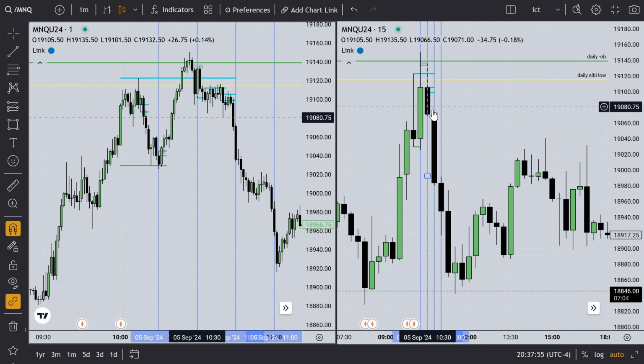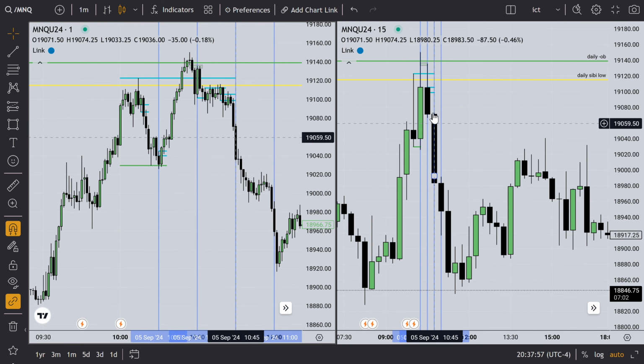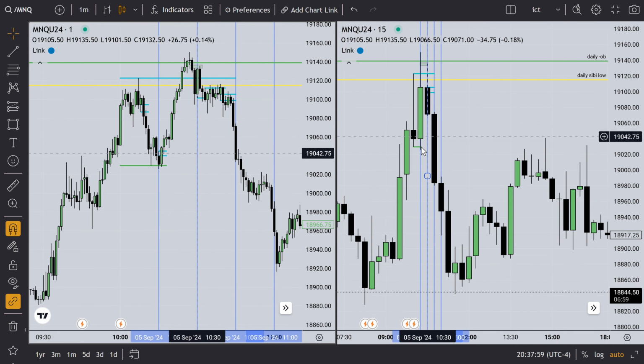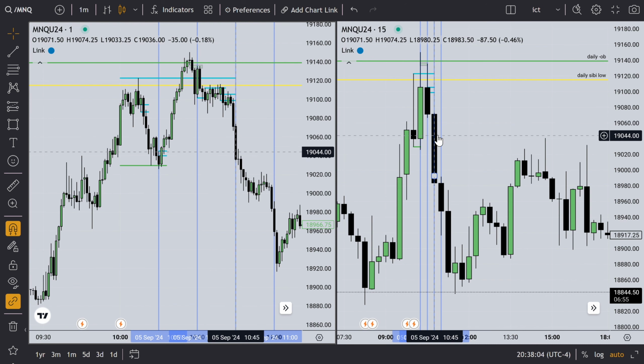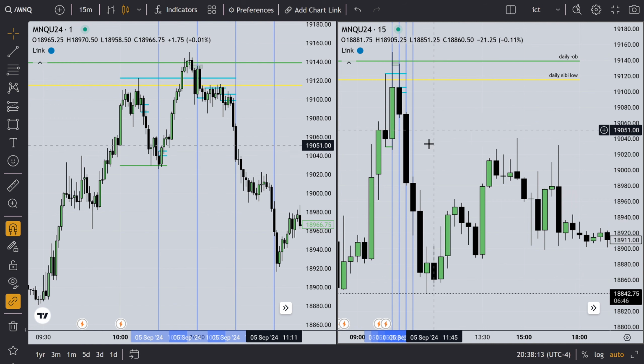On the 15-minute chart, which one of these two candles closes below this one? And it's obvious, right? It's this one. So if this is the candle that closes below this one, then this is the fair value gap that we're watching, and this is now what? A 15-minute bearish order block.